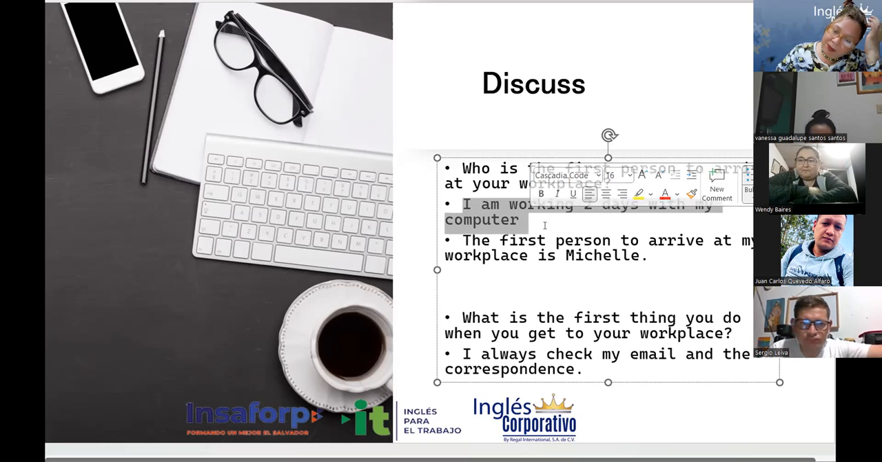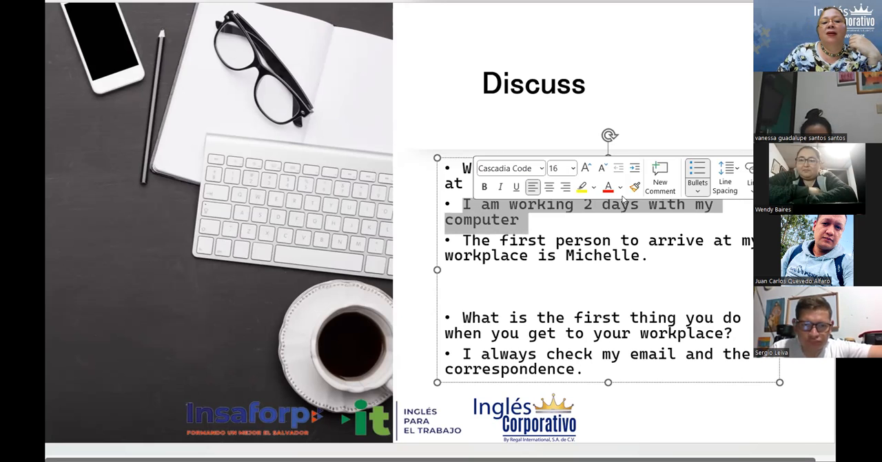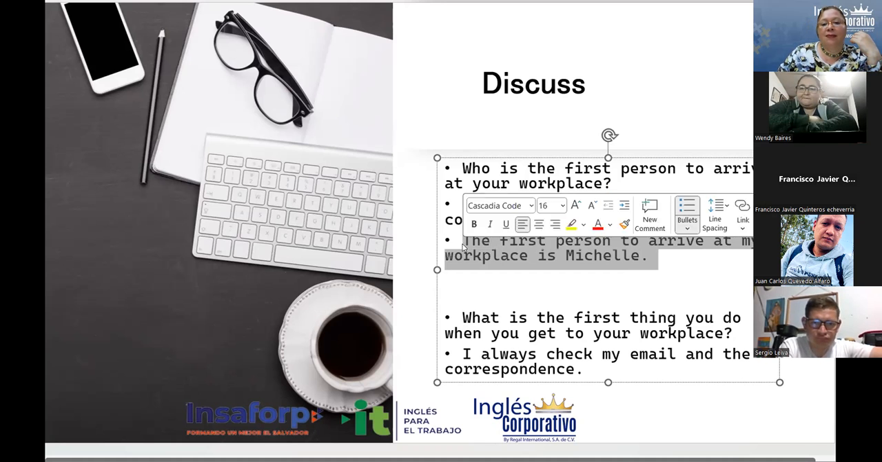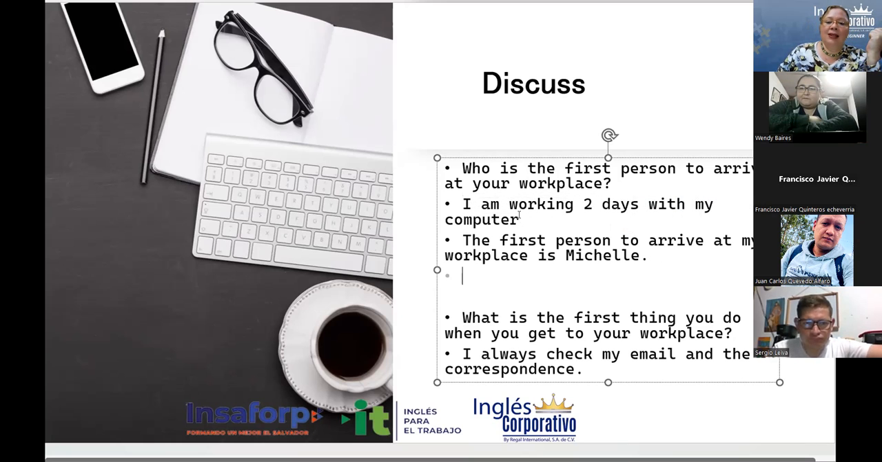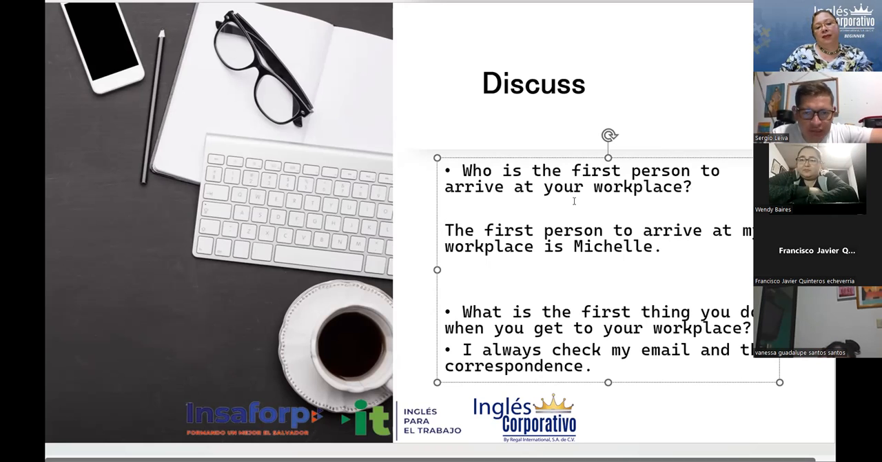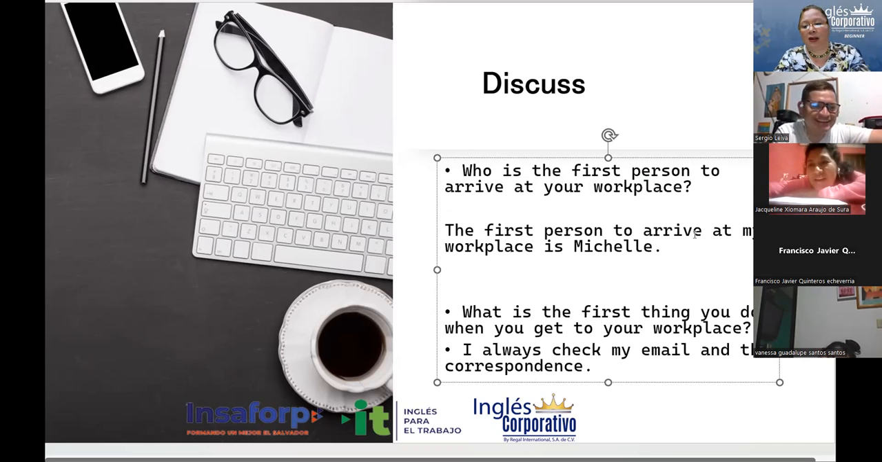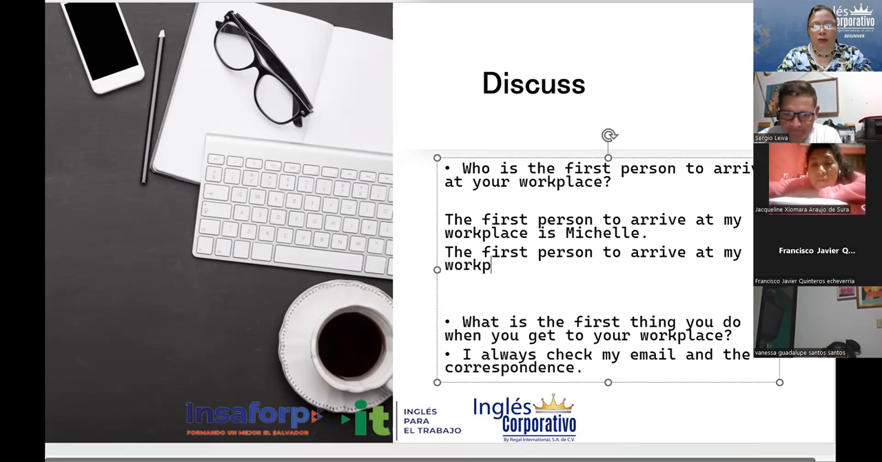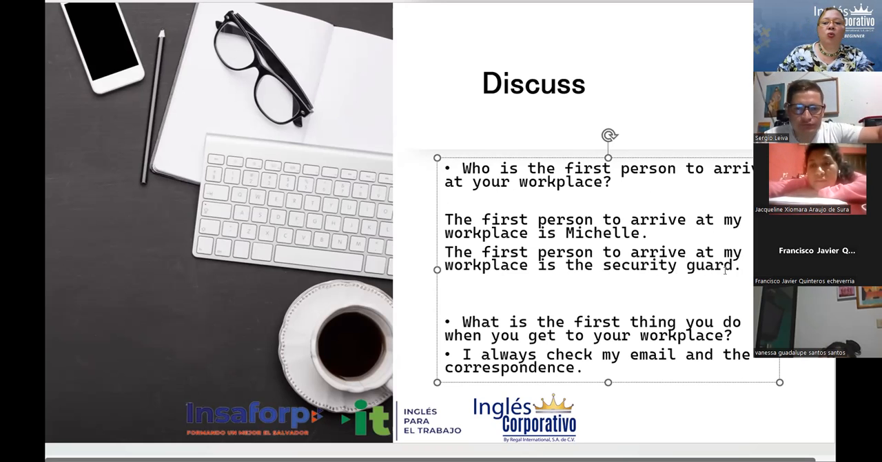Who is the first person to arrive at your workplace? Entonces sería, teacher, como the first person to arrive at my workplace is, digamos, a person. Samuel. Exactly. The first person to arrive at my workplace is the vigilant. Okay, the guard, the security guard, is it? Yeah. Es guard. Security guard. Yes.